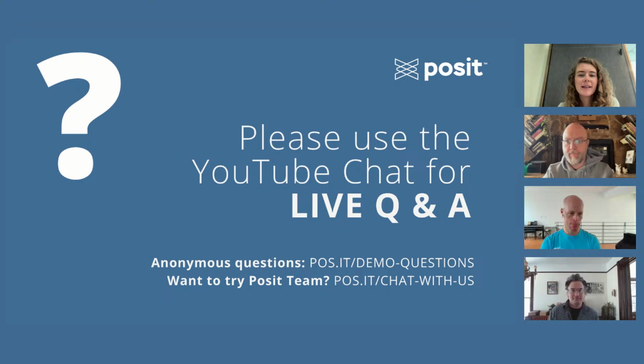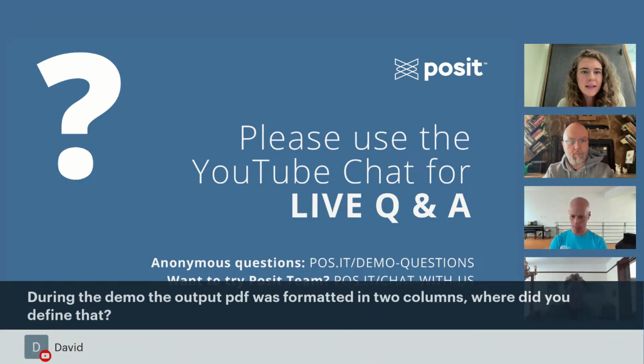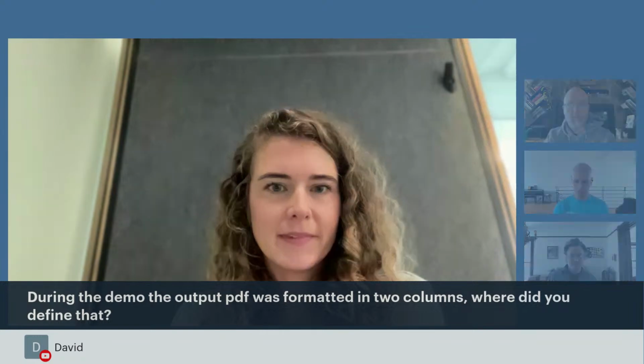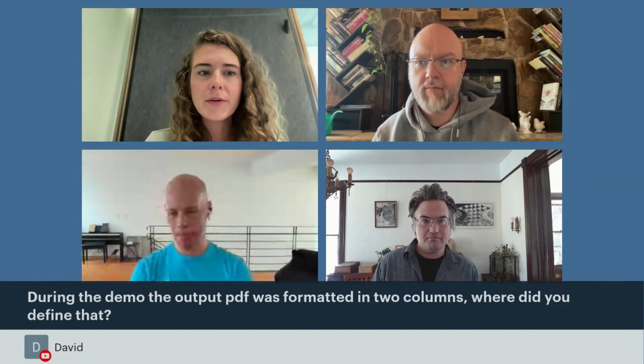Awesome. Well, let's start diving into some of the questions. So I see one that just came into YouTube here from David. During the demo, the output PDF was formatted in 2 columns. Where did you define that?